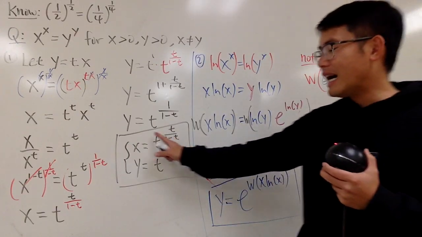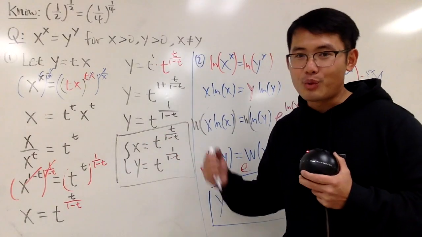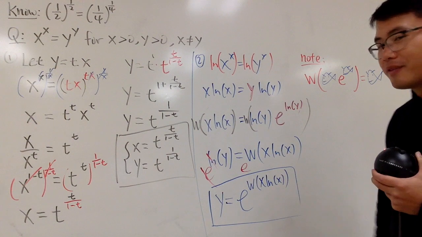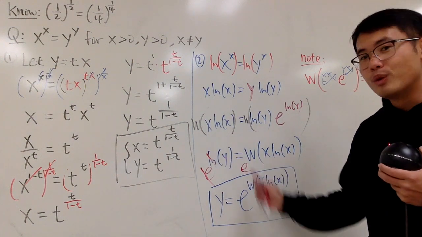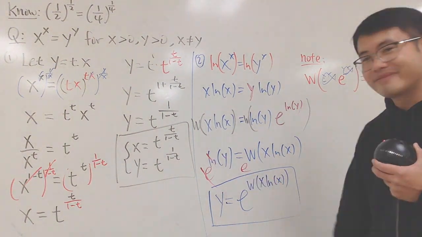And of course, if you have the parametric equations right here, you can graph it. And this is a Lambert W function. It's really cool. Let me know which method you guys like better, right?